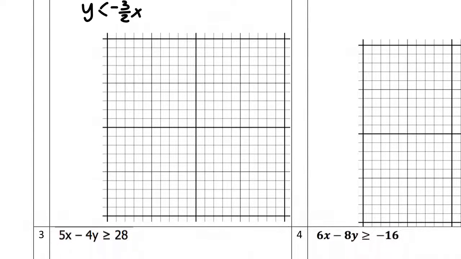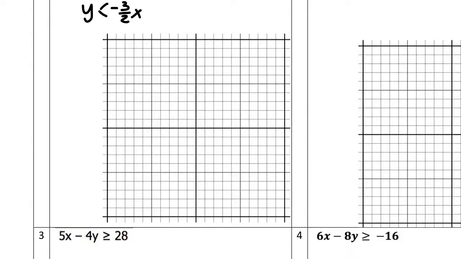So I get to graphing. I'm graphing the point 0, 0, and I'm moving down 3 and over 2, down 3 and over 2, down 3 and over 2. I can also go backwards and go up 3, back 2, up 3, back 2, up 3, back 2. I also said that this was a dashed line, so I would connect these points with a dashed line.